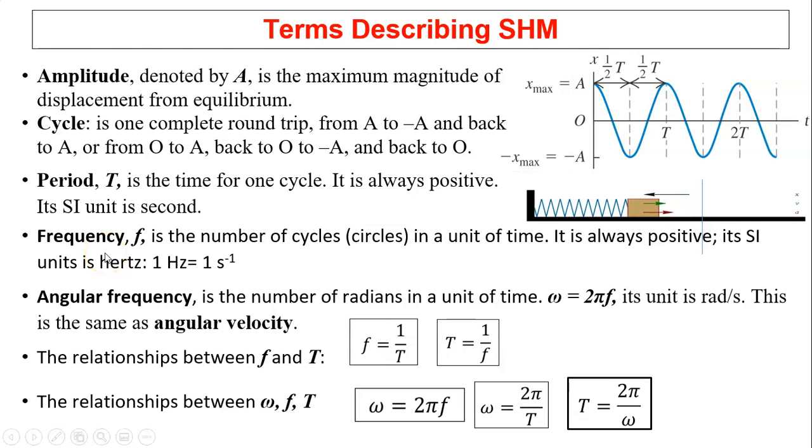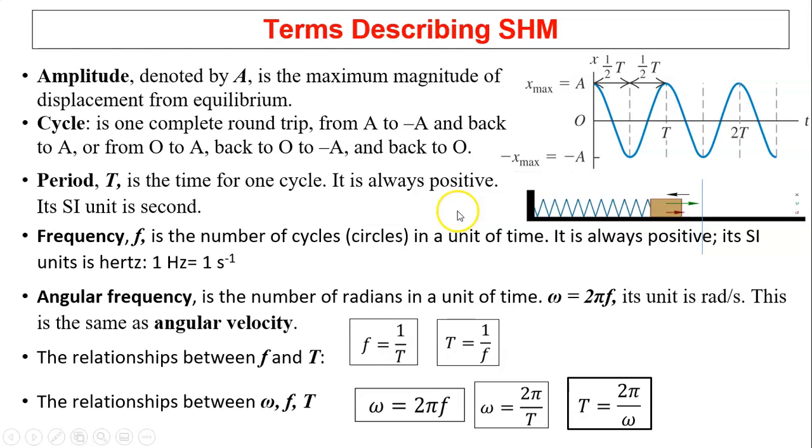Terms describing simple harmonic motion. Simple harmonic motion is sinusoidal waves, so let's use the simplest one, cosine, right? First note is amplitude. That's the maximum magnitude of displacement from equilibrium, from the middle line to the very top, or from the middle to the very bottom. A cycle is one complete round trip. So from over here and coming back, that's a round trip. Right? A round trip is from here to here.